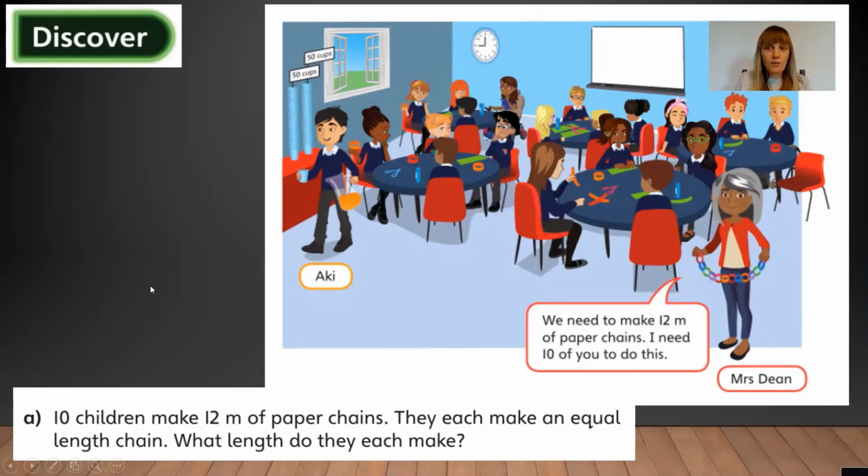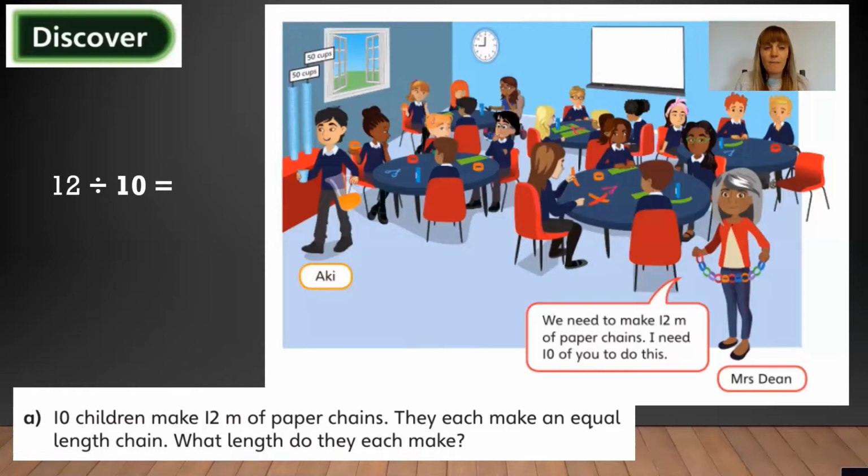So my first question to you then would be, what is the calculation that we're doing here? If we've got a whole long length of 12 meters and 10 children are each making an equal amount, how are we going to calculate what length each of them make? Have a little think. What's the calculation going to be? There it is. We've got to do 12 divided by 10.